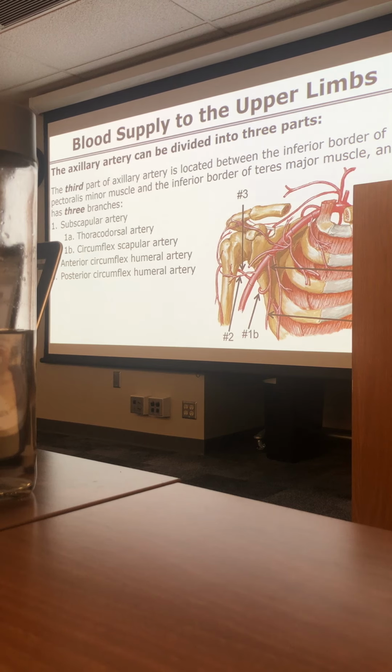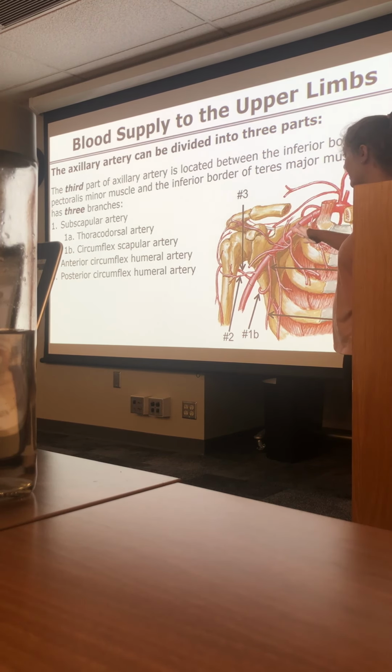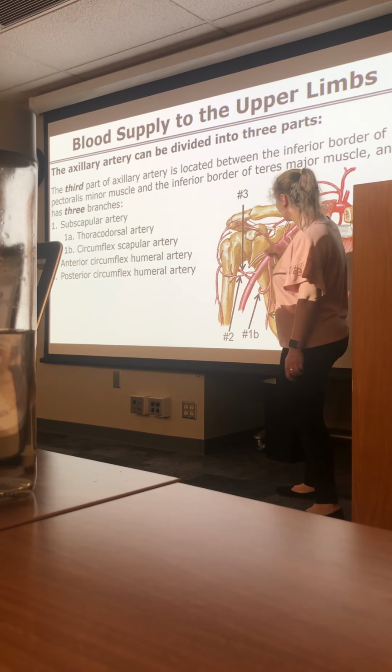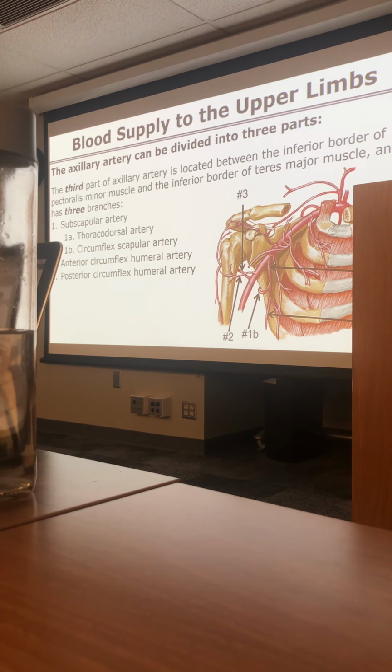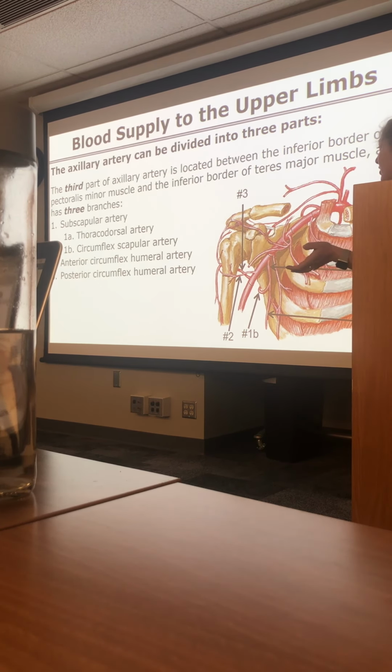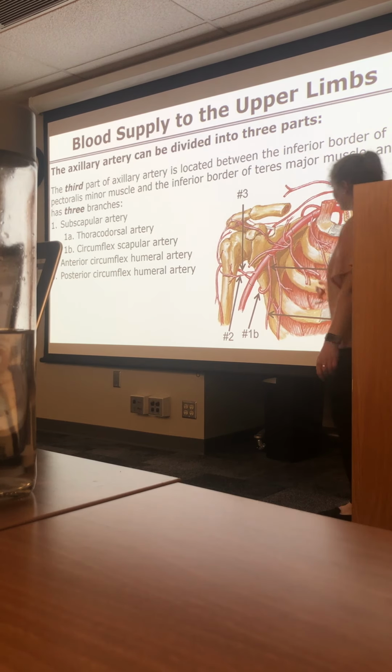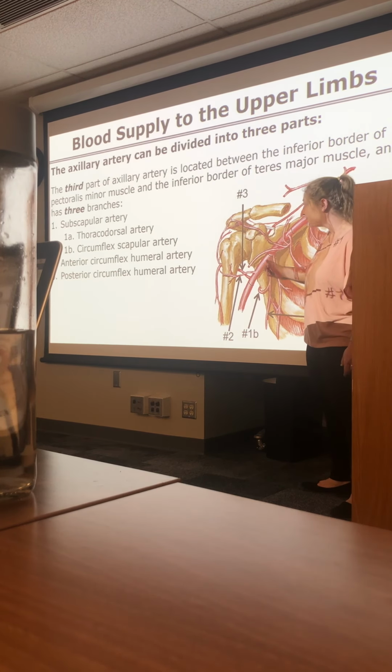Our third part of our axillary is located as you pass by pec minor, so the inferior border of pec minor right here, all the way to the inferior border of teres major, okay? And our third part has 3 branches, kind of. The first branch is our subscapular artery, so you can kind of see subscapular coming down, okay?